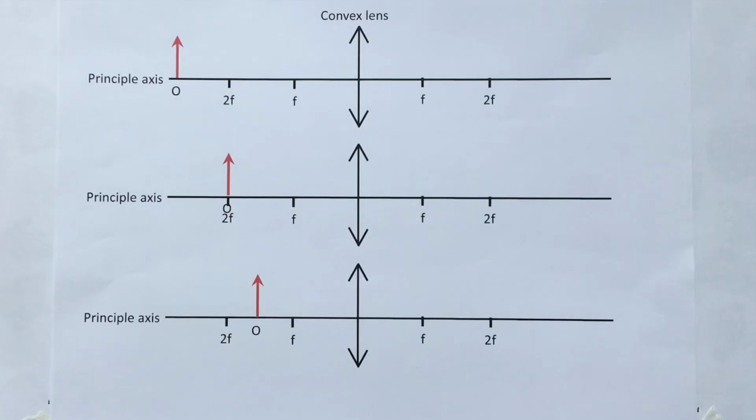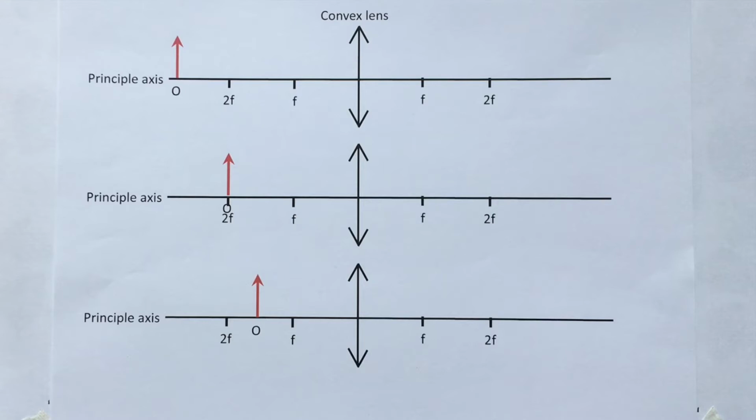So I'm now going to show you how to draw lens diagrams or ray diagrams in order to show what is happening to the image as you bring the object closer to the lens. You'll notice the diagram for the convex lens is a straight line with arrows to show it's convex. We're going to start with the first diagram where the object is represented by the red arrow and it is past 2 focal points away from the lens.